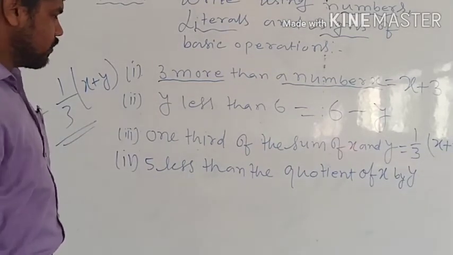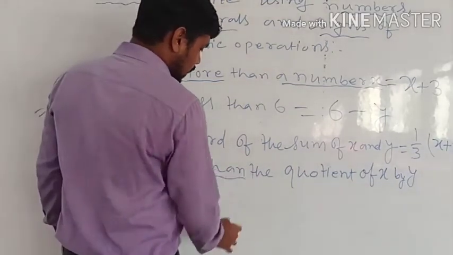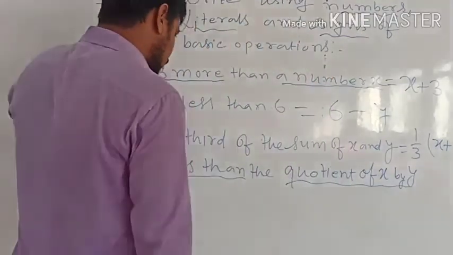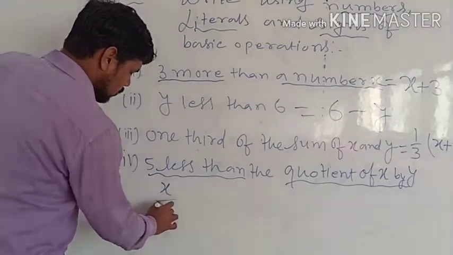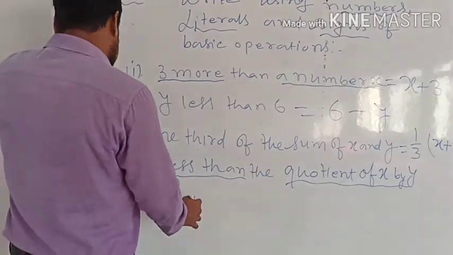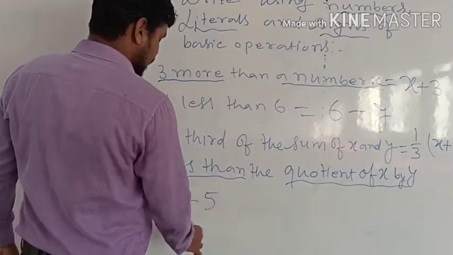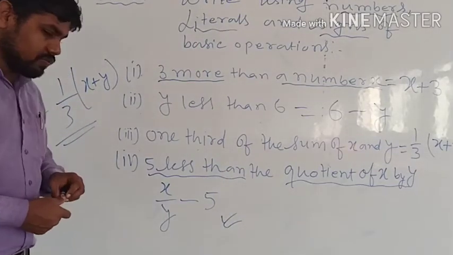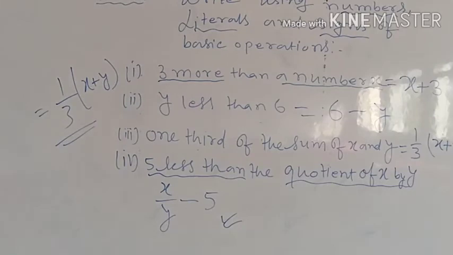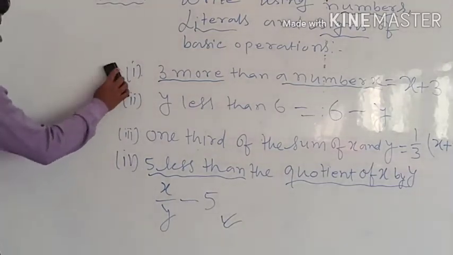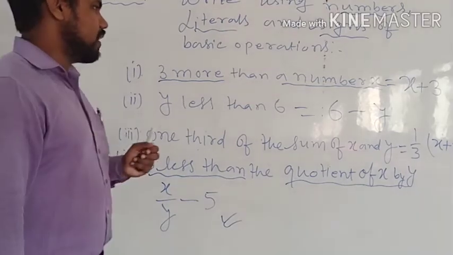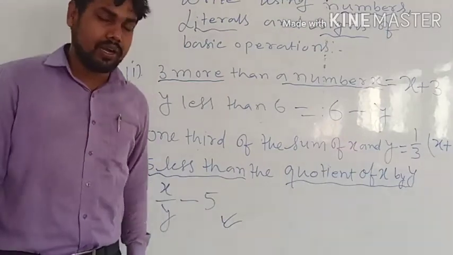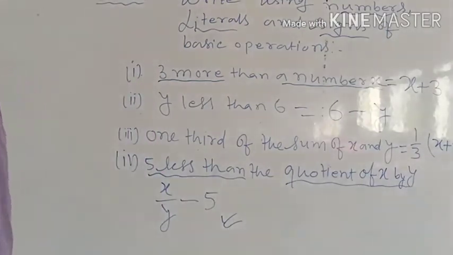Now the fourth one we have is 5 less than the quotient of x and y. So quotient of x and y means x by y, and 5 less than this means this minus 5. So this will be the required algebraic expression. This is how, if it is given in words, you can write in algebraic expression. Sometimes questions ask the reverse, that it is given in algebraic expression, you have to write in statement, in words.